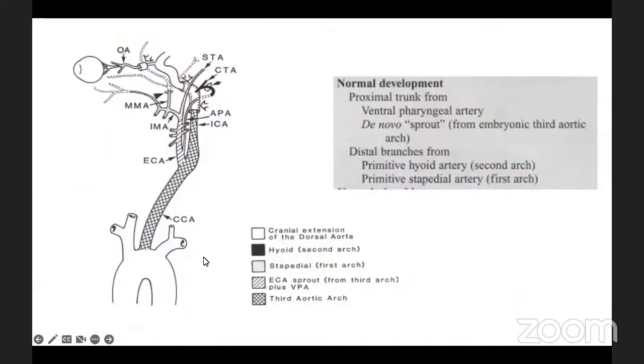Here they have just shown the development of all the arteries: the CCA coming from the third aortic arch, the ECA coming from the sprout, and the hyoid and the stapedial forming from the first and second arch, and this distal stapedial artery forming the distal ECA.